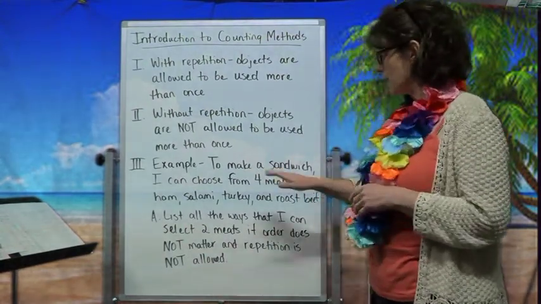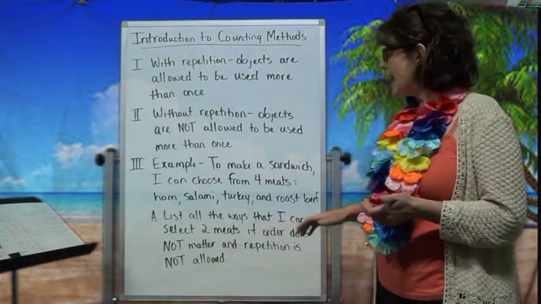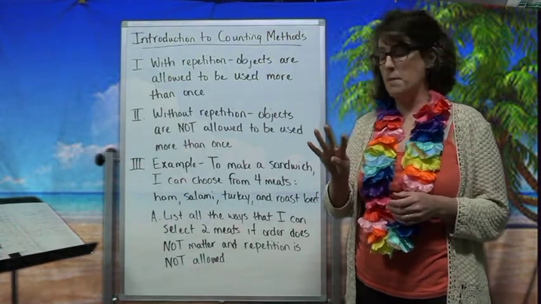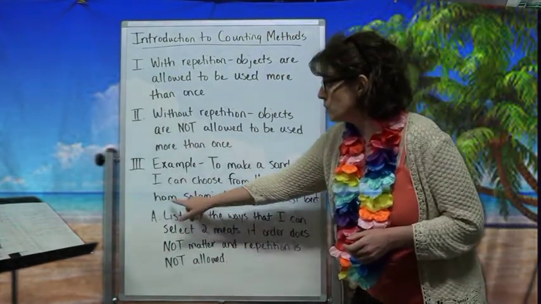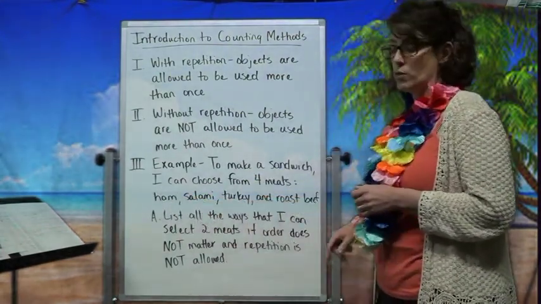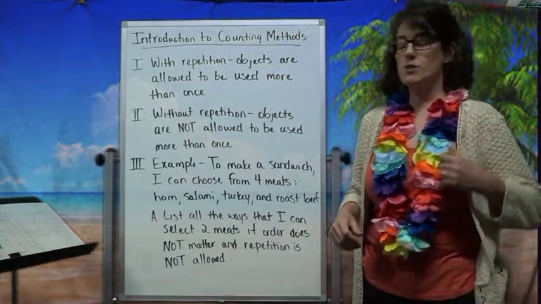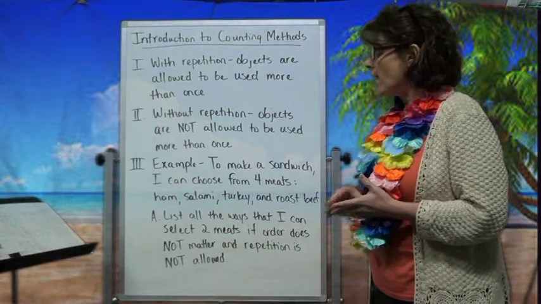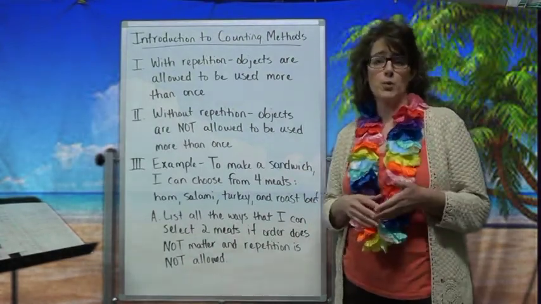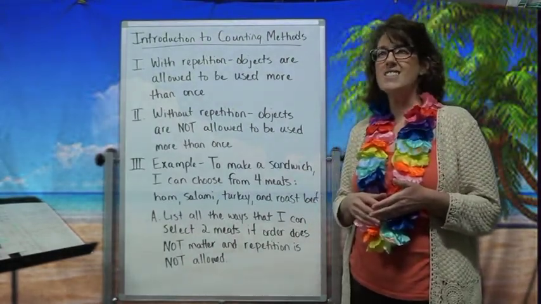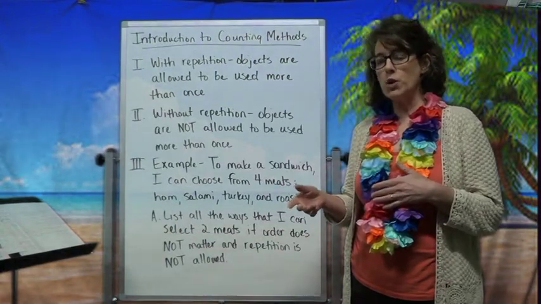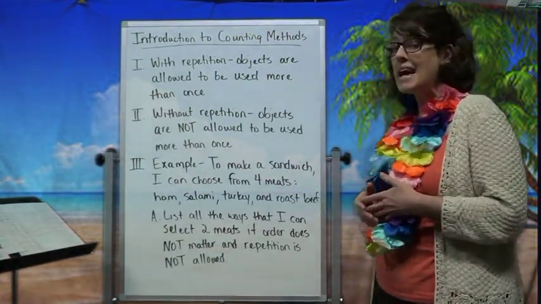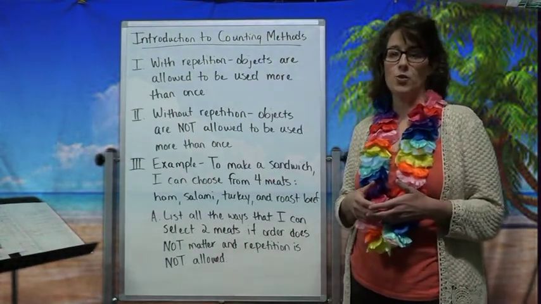So let's say, for example, that I'm making a sandwich. And to make that sandwich, I've got 4 meats to choose from. So let's say that I can choose between ham, salami, turkey, and roast beef. So those are the 4 meats that I can select. Now I've got 4 examples that we're going to work through in this situation just to see how repetition works and how not allowing repetition works and how order makes a difference in creating it.